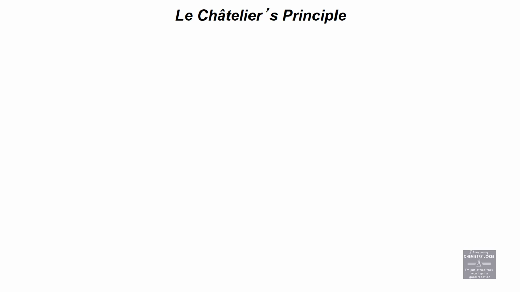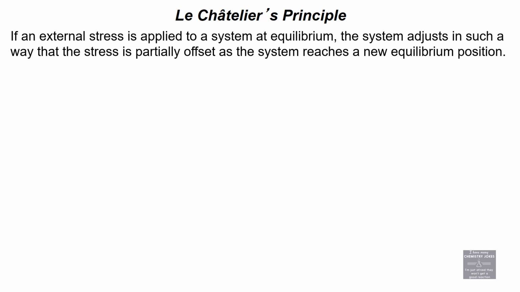So there are factors that affect equilibrium, and a reaction at equilibrium can be knocked out of equilibrium by one of these factors we're about to discuss. There's this principle called Le Chatelier's principle. It's a French thing. Pronounce that however you wish. That's how I'm going to say it.